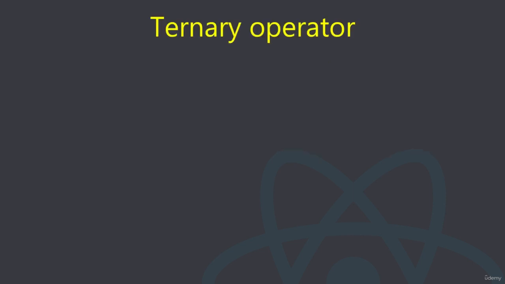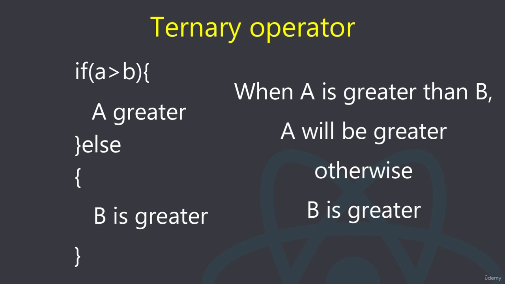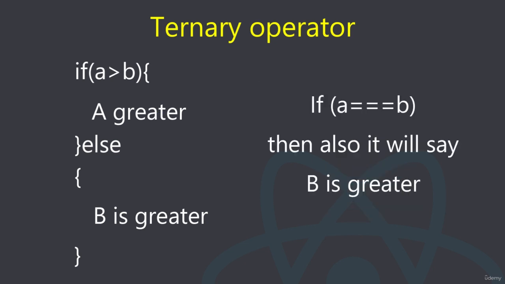If you have a condition, let's say a is greater than b, then you want to say a is greater. Otherwise, you just want to say b is greater. Now here, when a is greater than b, a will be greater, otherwise b is greater. In fact, it is checking just one condition. That is, if a is greater than b, then it has to do this. Otherwise, that means even if a and b both are equal, then also it's going to say b is greater. Here in this sample, it's just one condition getting checked.